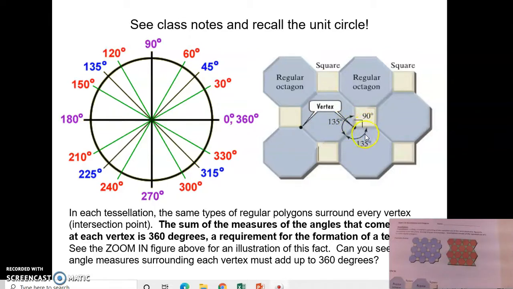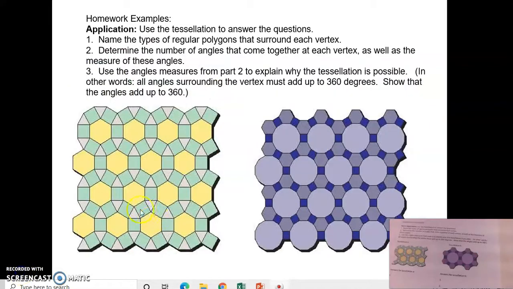We're going to use what we know about our formula for the sum of the angles in a polygon. Remember, our n minus 2 times 180, and we can figure out what these 3 angle measures are and whether they add up to 360 degrees. And you will find that yes, 135 plus 135 plus 90 is going to give me 360, and that's what we're going to be doing. Okay, so we're going to have a tessellation.